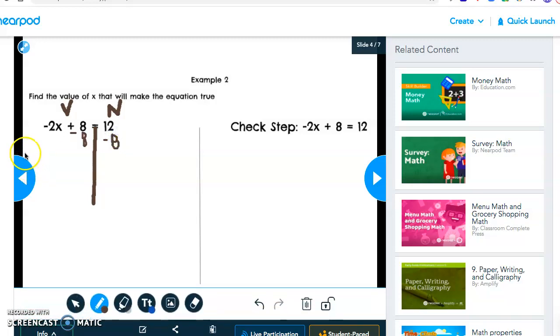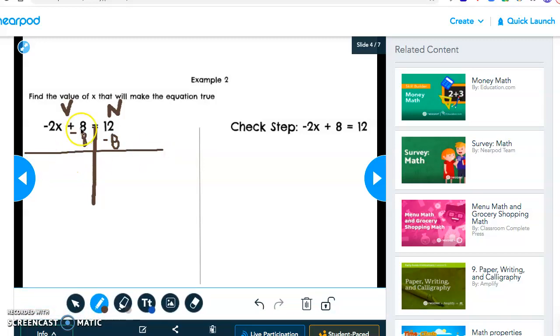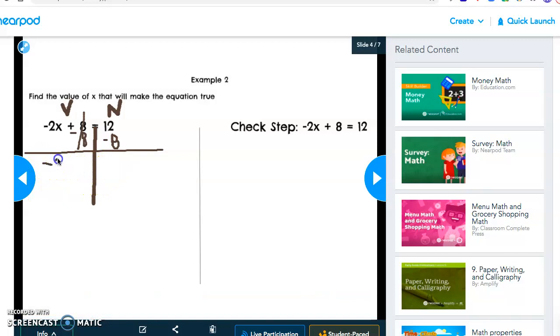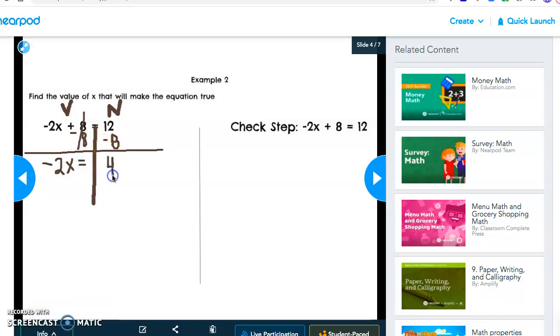Okay. So now 8 minus 8 is 0. 12 minus 8 is 4. So we get, this is negative 2x, by the way, negative 2x equals 4. So don't forget the negative.